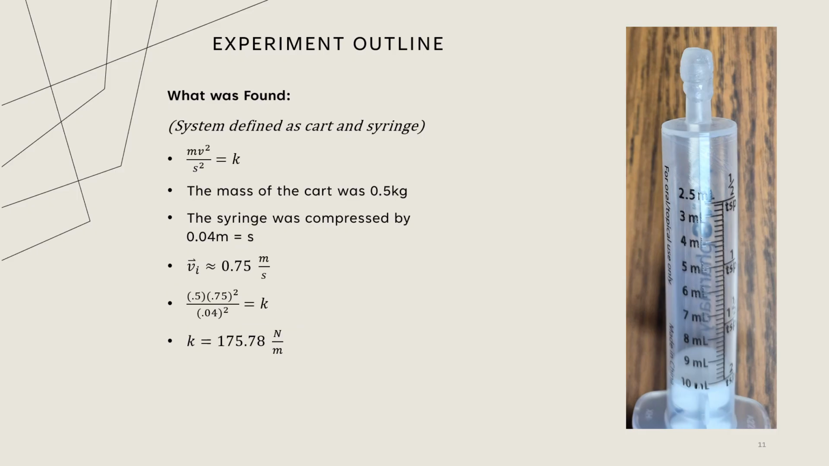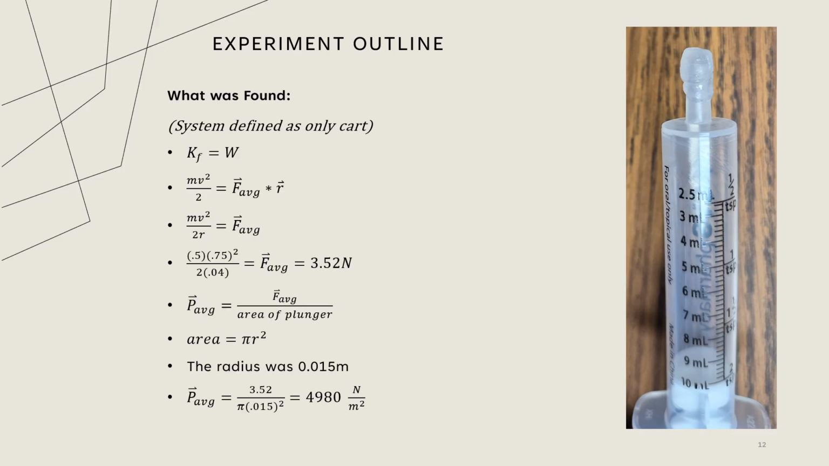With the system still defined as the cart and the syringe, we can solve this around a little bit more and find the k value as m v squared over s squared. We know the mass, we know the velocity, and we know the compression of our syringe. When we plug all those in, we find that our k value for air in this syringe would be 175.78 newtons per meter. This is probably not accurate for air everywhere, as it's probably not linear, and it scales with the size of the syringe itself. But for this syringe, compressed all the way pretty much across the black lining, this is what we get.